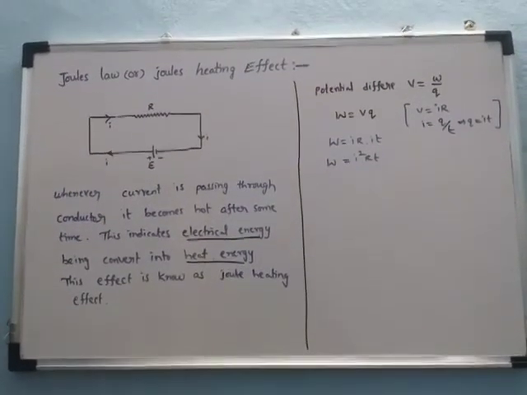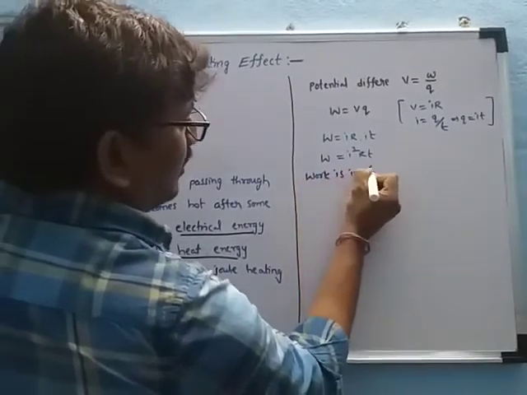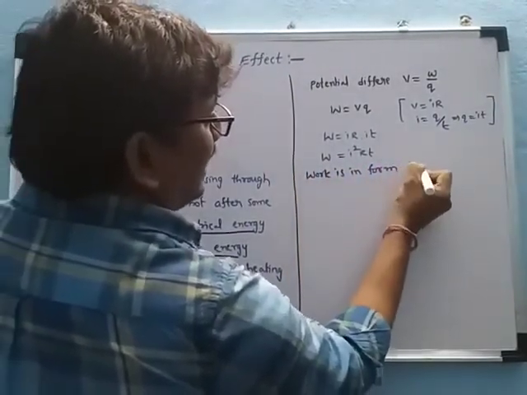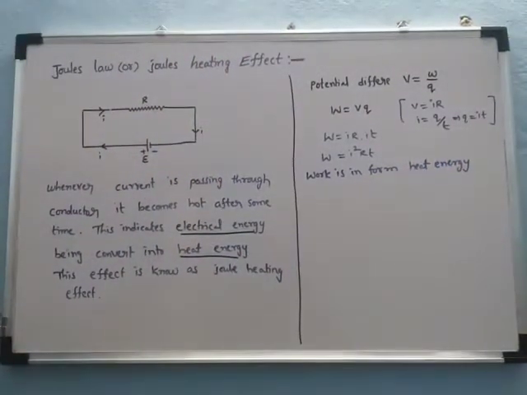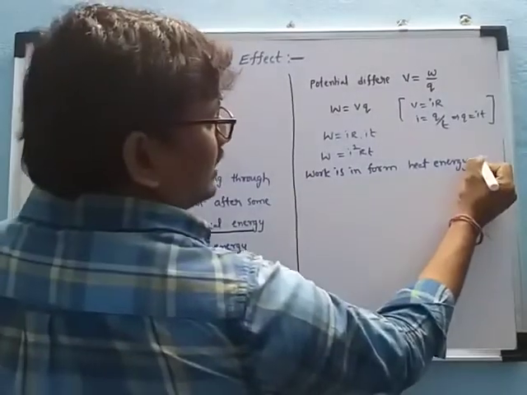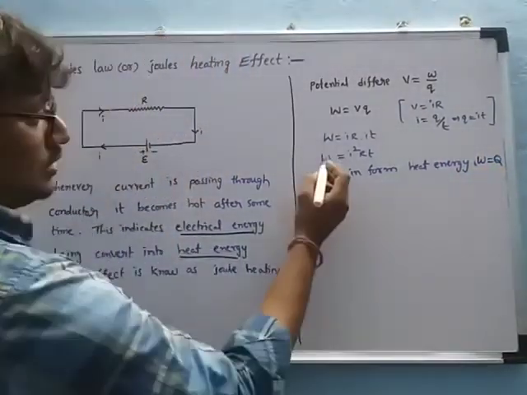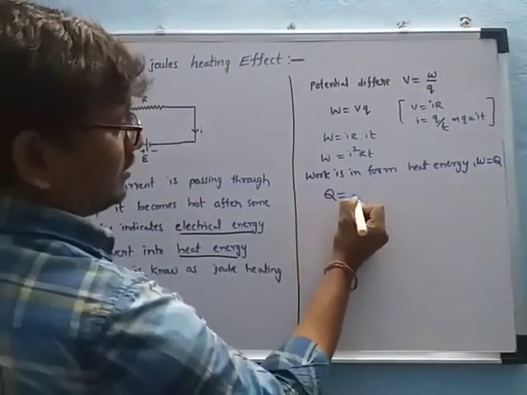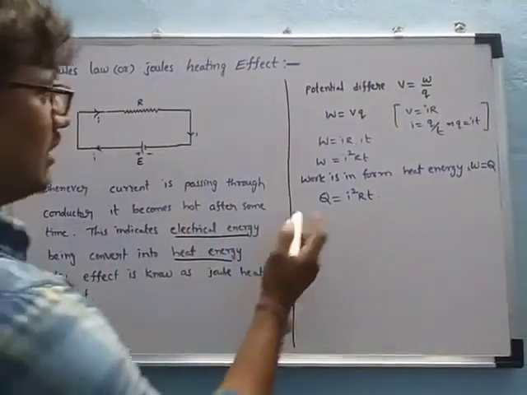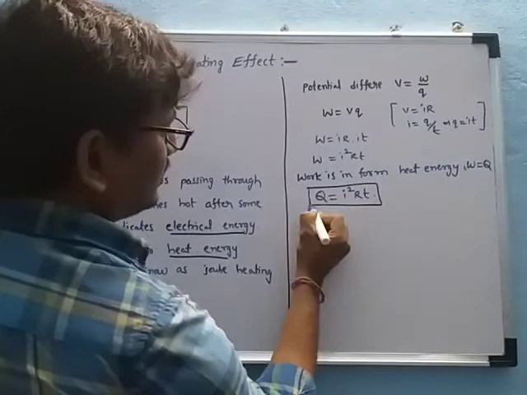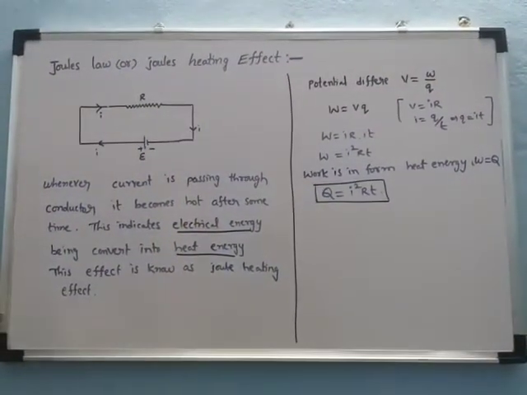See, this work is in the form of heat energy. That means we can write W is equal to Q. Then the amount of heat is equal to I squared into R into t. This is one of the equations of Joule's heating law: Q is equal to I squared R t.